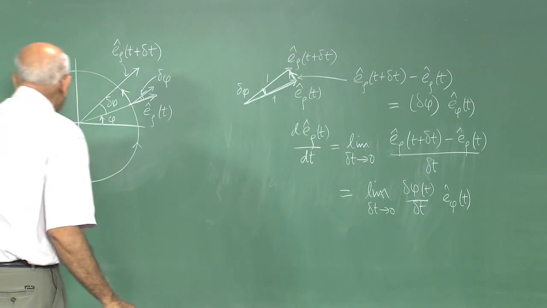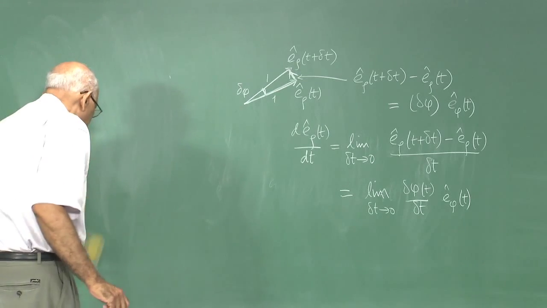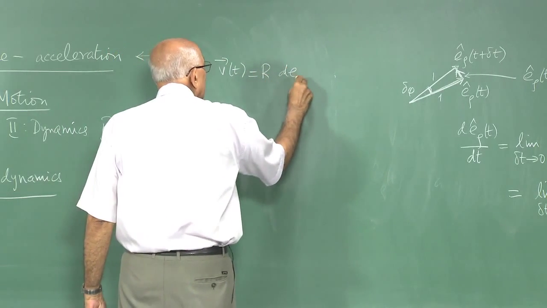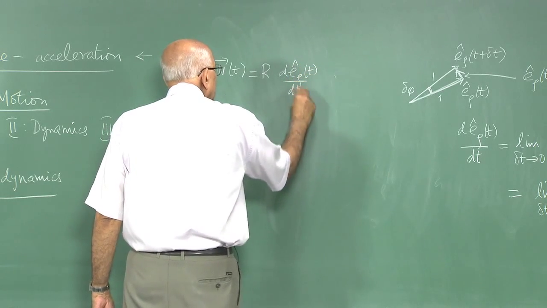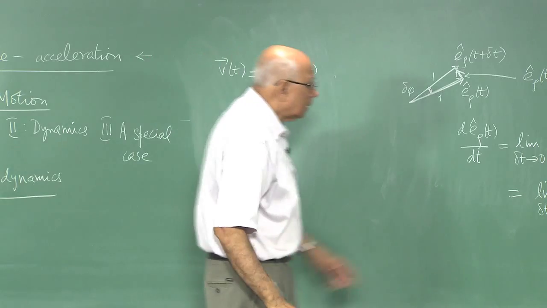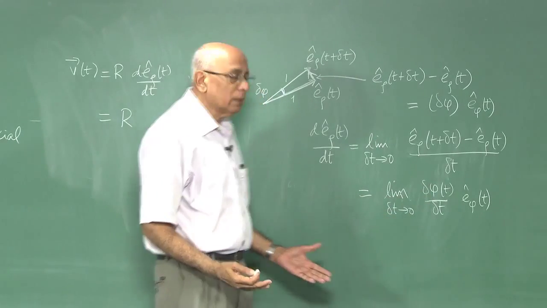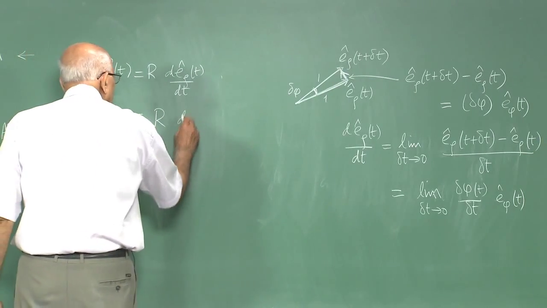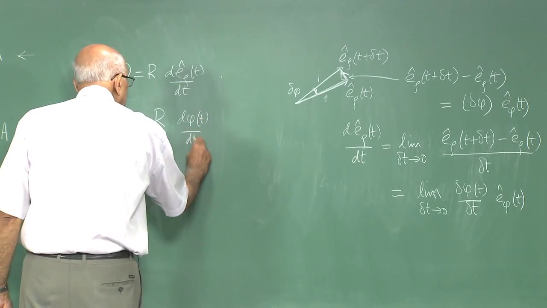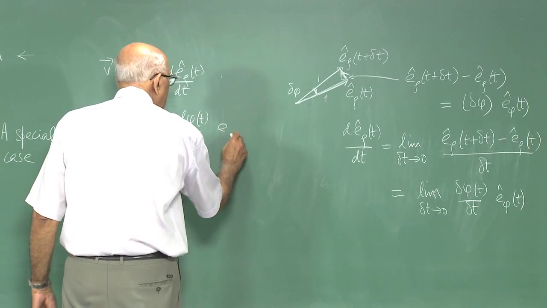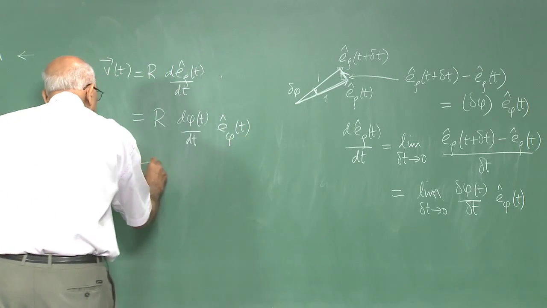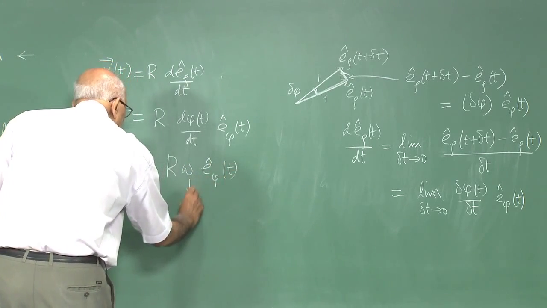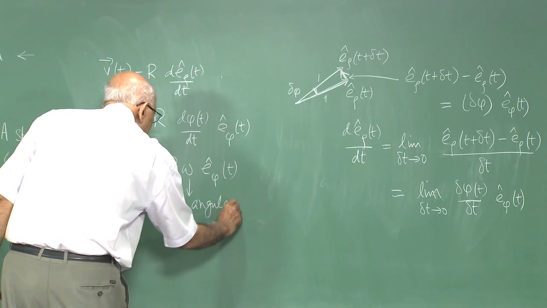So this tells us that the velocity v at time t, which was equal to r times d E rho t over dt, is equal to r times the limit of this quantity, which is the angular speed. It is the rate of change of the azimuthal angle, it is phi dot of t or d phi over dt. So d phi of t over dt times E phi of t, which is the same as saying this is equal to r times omega times E phi of t, where omega stands for the angular speed.